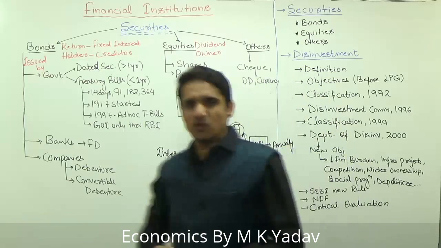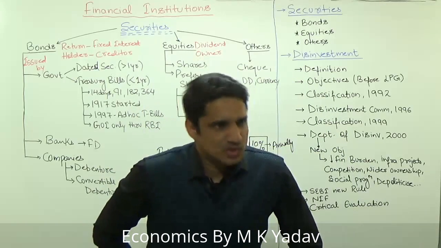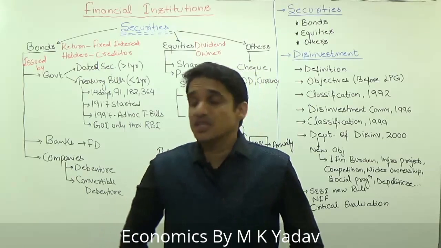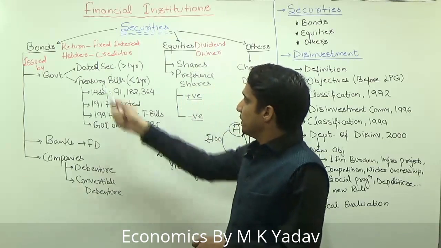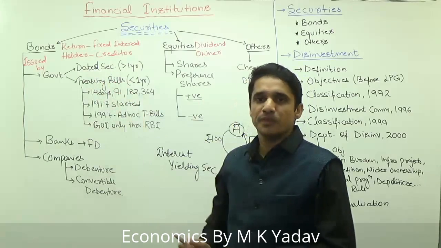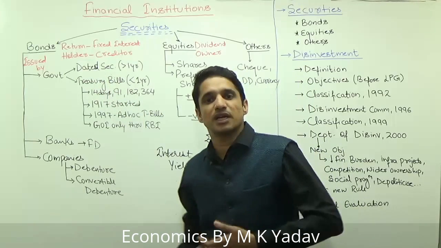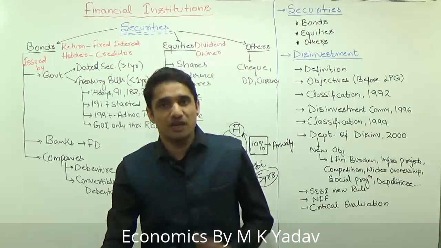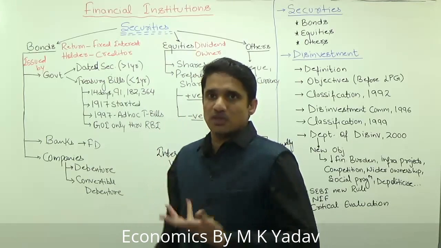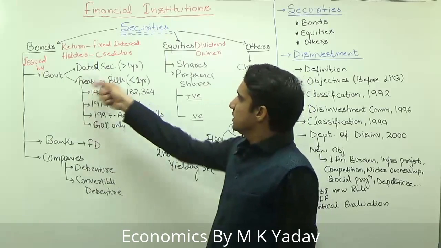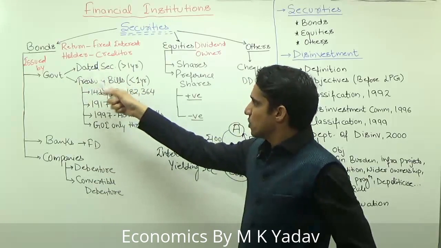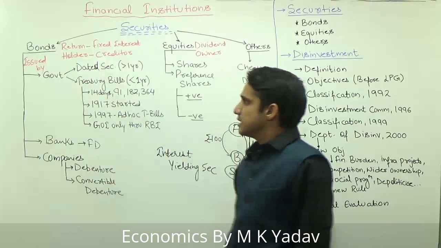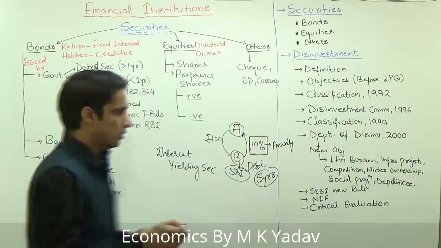Can you tell me an example of government dated security? Most of us have heard these different financial instruments. The example is Kisan Vikas Patra, because Kisan Vikas Patra is for 100 months. We can say National Savings Certificate, issued by the post offices, which come under the government only. These are examples of government dated securities. Then the second type of bond issued by the government is treasury bills, also known as T-bills.